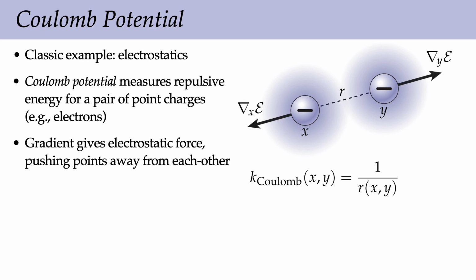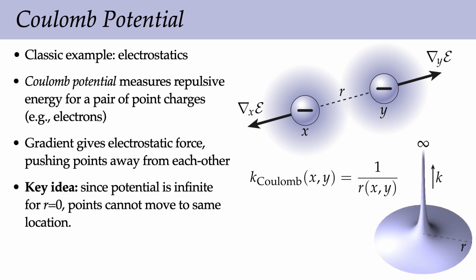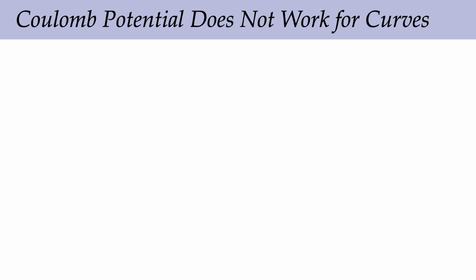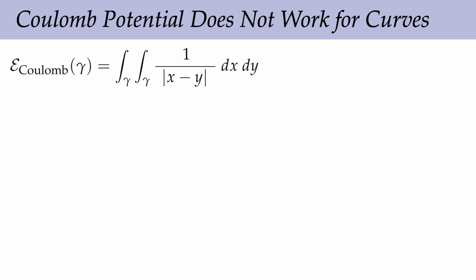And the gradient of this energy with respect to the locations of the particles gives the force of repulsion, telling the particles where to go. Now, importantly, this energy is repulsive. As two particles approach the same location, the energy blows up to infinity. Unfortunately, although Coulomb potential makes sense for points, it's not a very good energy for curves or surfaces.